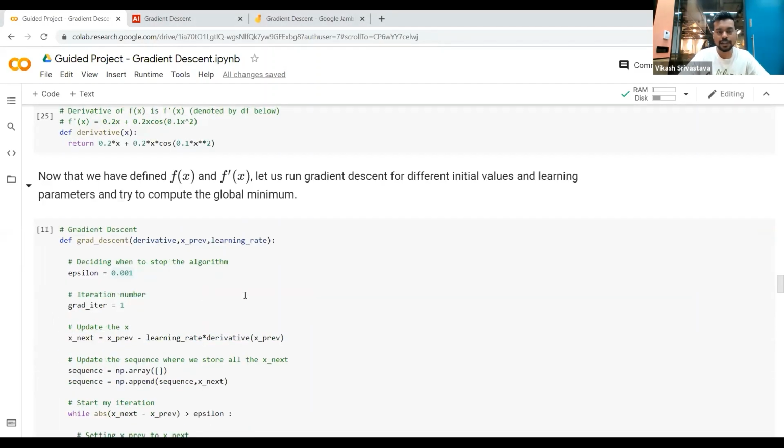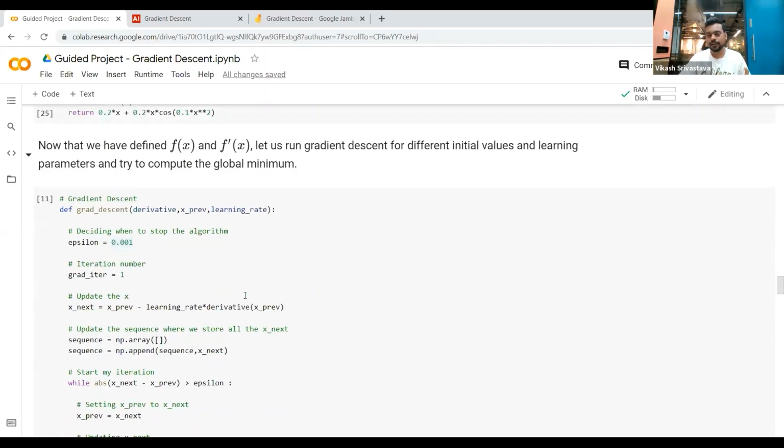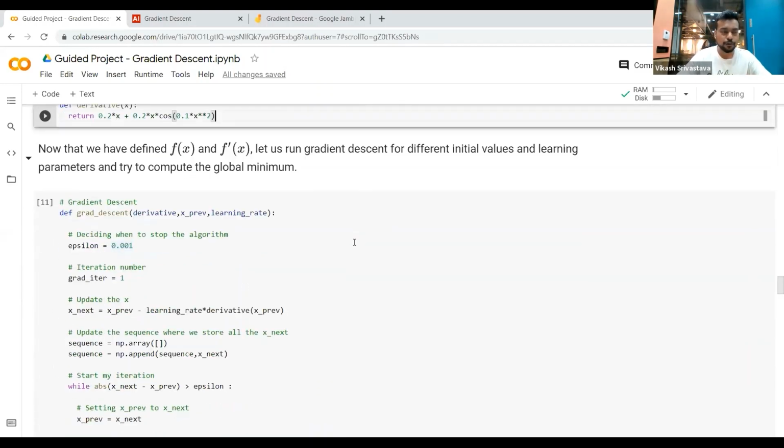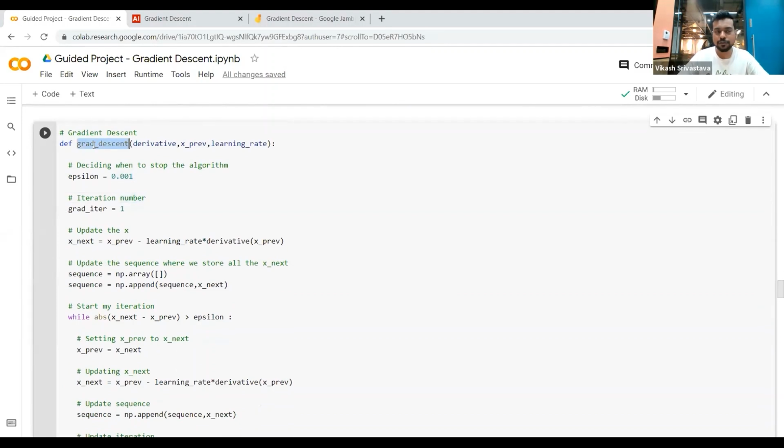So next, what we'll do? Now we have written the derivative, so at this point we have all the ingredients that we can plug into our recipe for gradient descent, and we'll be able to come out with the best meal. Okay. So we'll write a function called grad descent, short for gradient descent, and this function will take three inputs. One is the derivative, which is a function. Of course, a function can be an input to another function, right? So this is the derivative we have. We have x prev, which denotes the initialized x, and the learning rate.